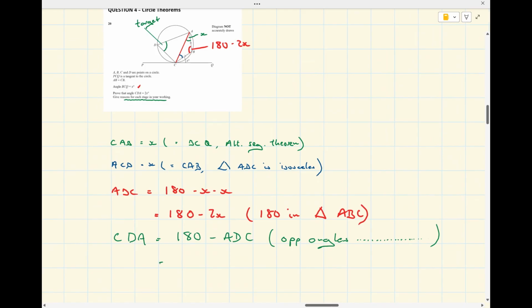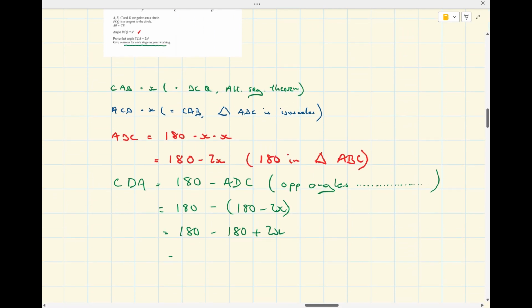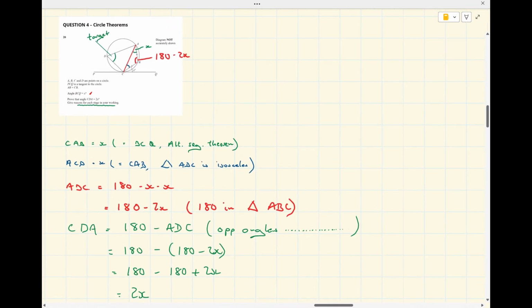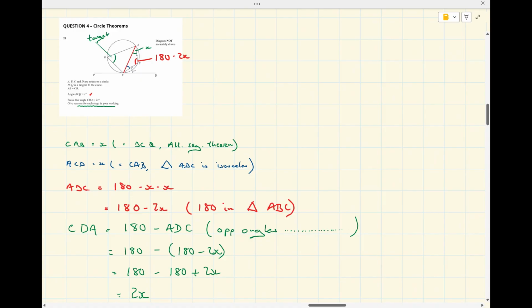Right, let's carry on with that. 180 minus ADC. Remember your brackets, minus 180 minus 2x, that's what ADC is. 180 minus 180 plus 2x. Look at that. CDA is equal to 2x as required. And there is my question 4 complete. Prove that angle CDA equals 2x. Give reasons for each stage in your working.